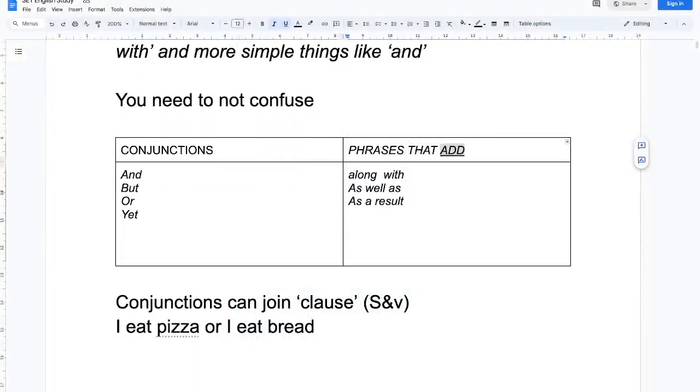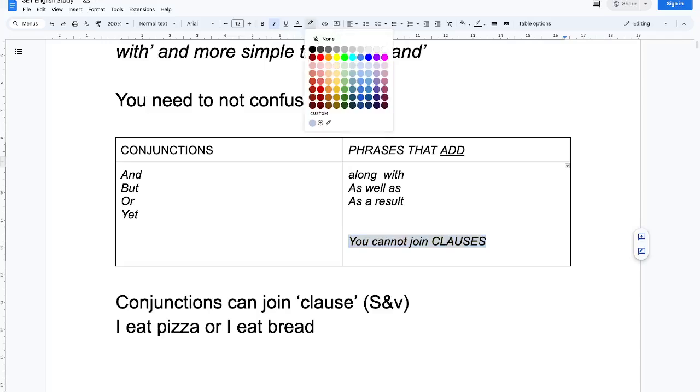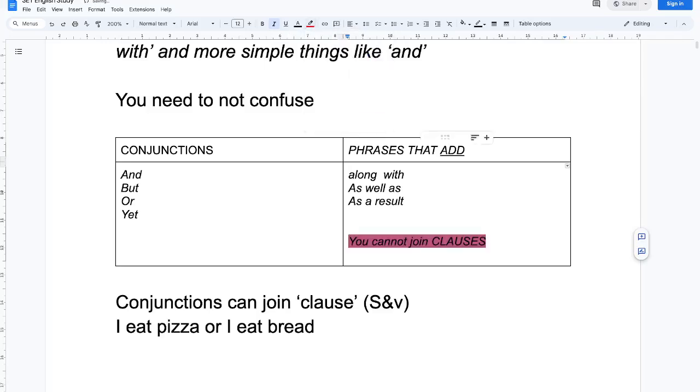Welcome, guys. So, phrases, you cannot do this, okay? So I'm going to put this here. You cannot join clauses with these phrases, all right? I'm going to put this in red because I think a lot of people don't realize this. It's a very common error. Oops, I always do this, sorry guys, it's the wrong one. But okay, it's very intense, but you get the idea. You cannot join clauses with phrases that add, what I'm calling phrases that add, okay?